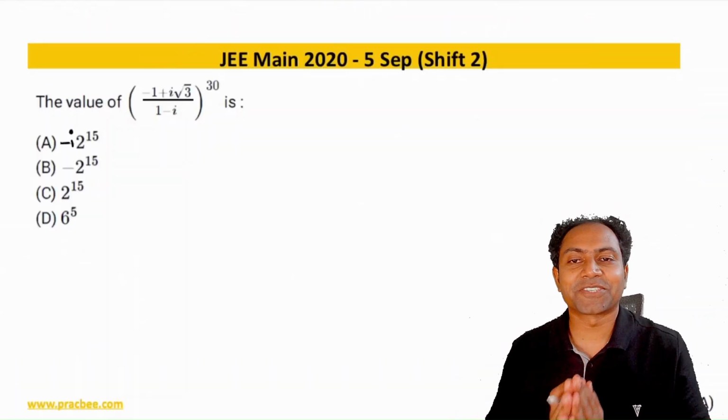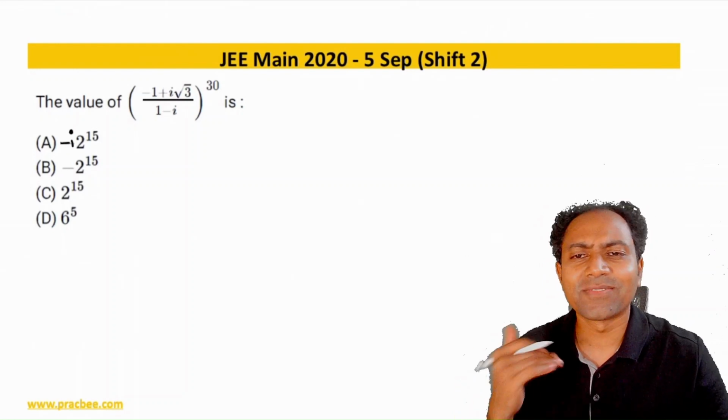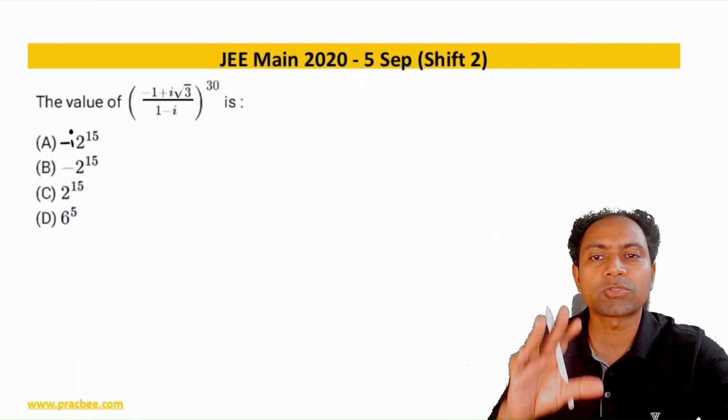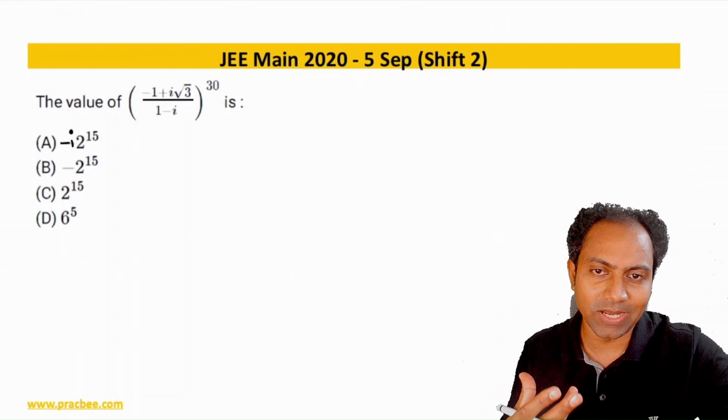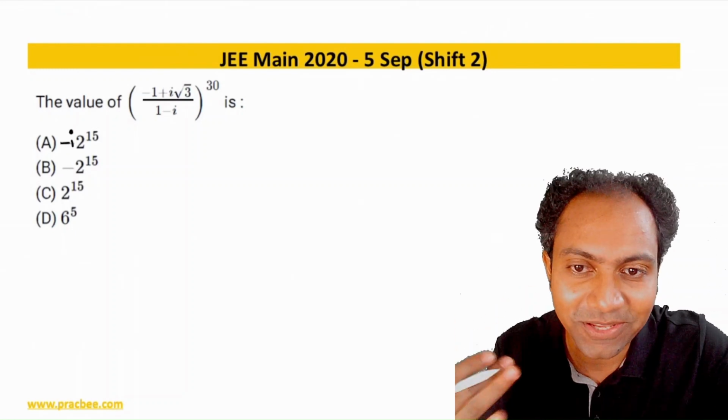Now let us start our discussion with the first problem that came in 2020. This is a very simple problem. My technique is to use fewer properties and more of these forms and directly get answers from there. So let us see how this technique works out.